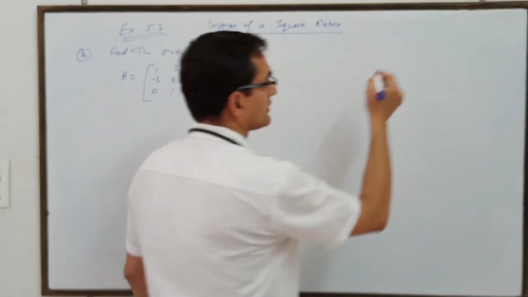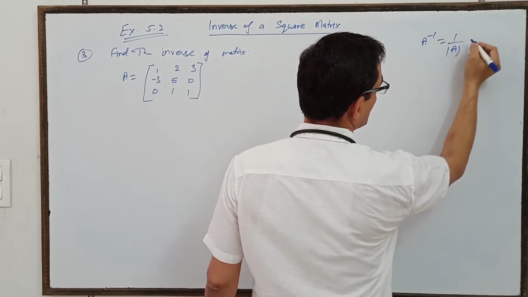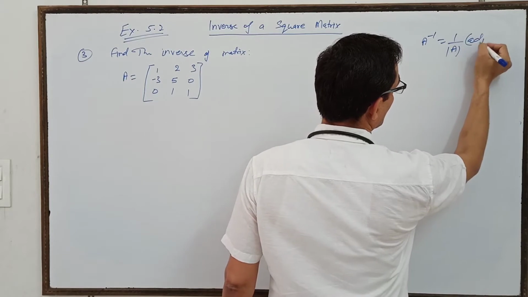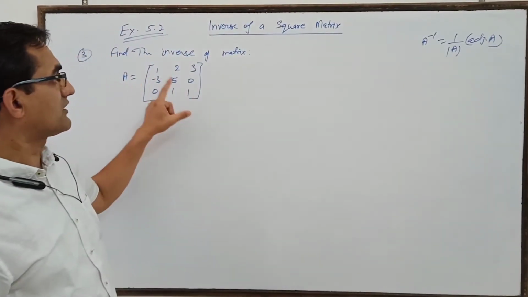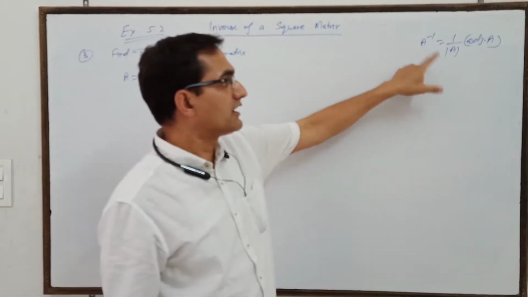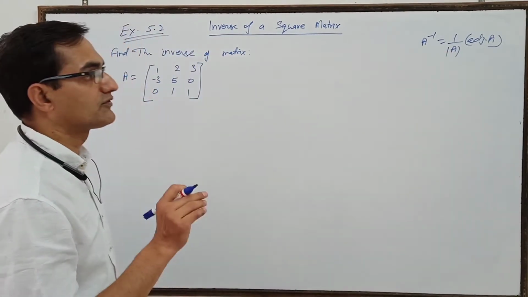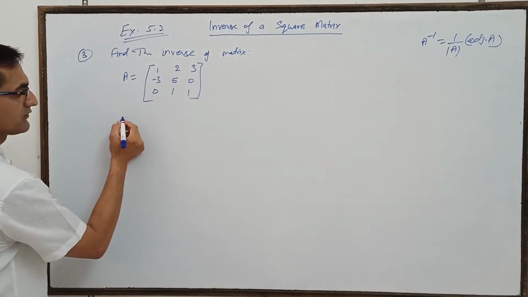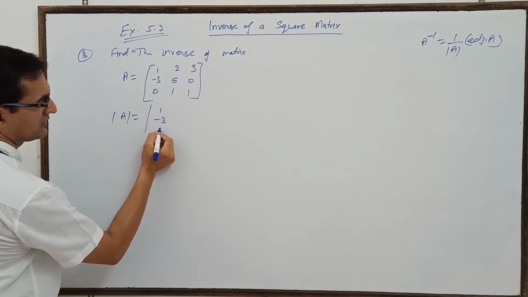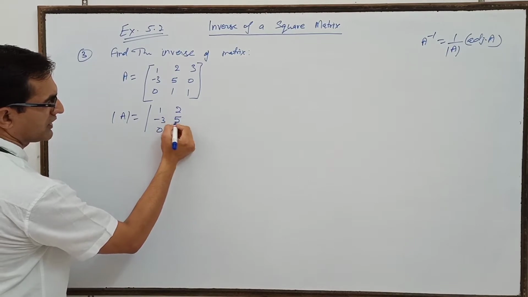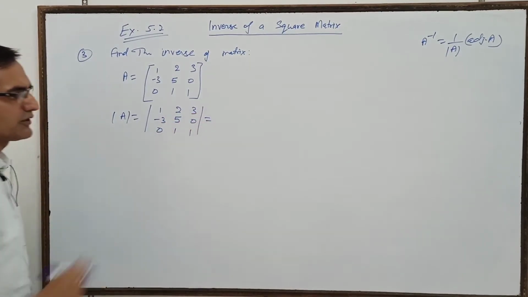Now what is the formula? Inverse of A is equal to 1 by determinant of A into adjoint of A. This is the formula. It means we can find the inverse only when it is given that A is a non-singular matrix. Find the determinant of A for that. Determinant of A is equal to the matrix with rows 1, minus 3, 2; 0, 5, 1; 3, 0, 1. We have to find the determinant of it.